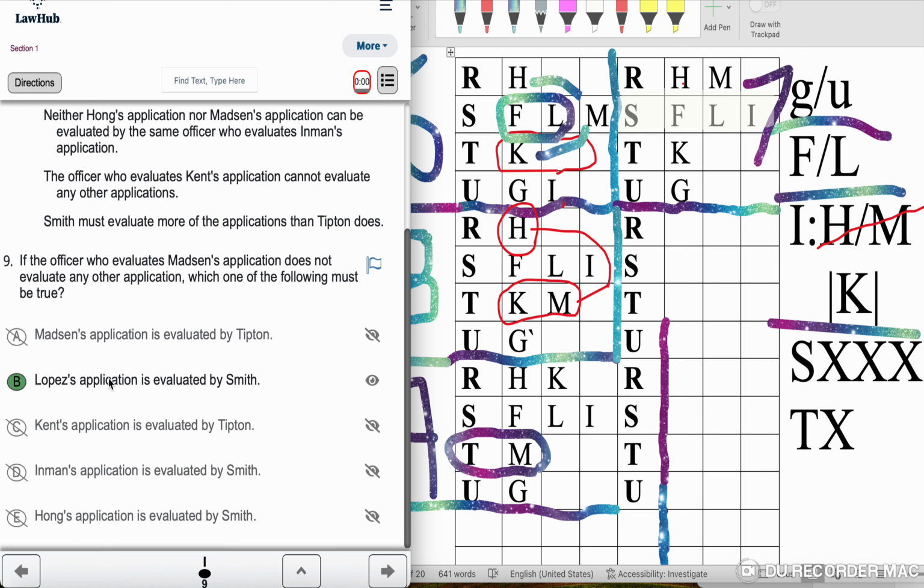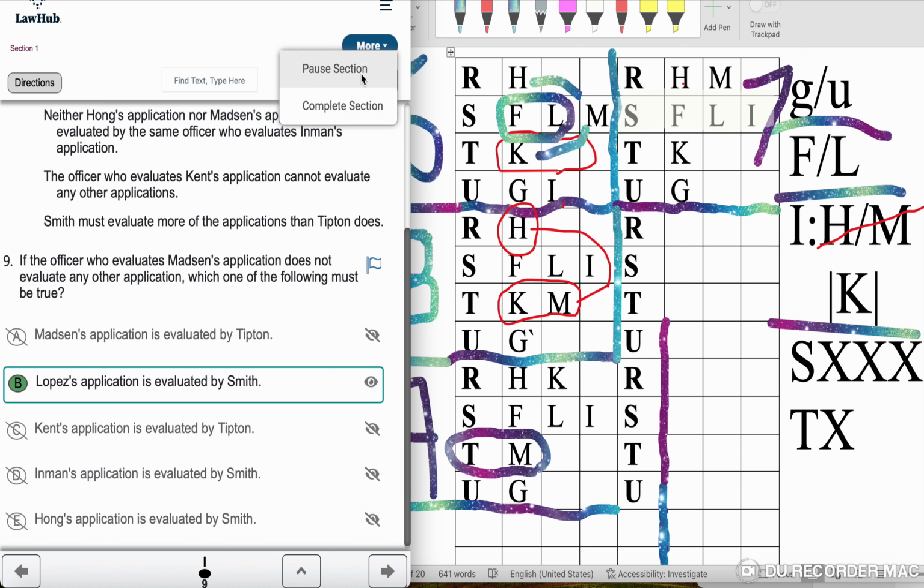Take that one out. So final answer here is going to be L with Smith. Go ahead and choose that as the answer. Answer B, L application is evaluated by Smith.